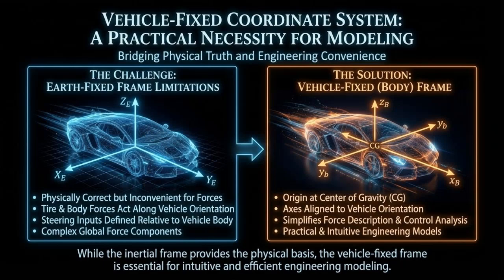The Earth-fixed frame is physically correct, but it is not always easy to use for vehicle modeling. Forces from the tires, steering, and vehicle body act in directions related to the vehicle, not the road. Because of this, describing these forces in the global frame can be complicated. To simplify the analysis, a vehicle fixed or body coordinate system is used. This frame moves with the vehicle and has its origin at the center of gravity. Its axes are aligned with the vehicle's forward and sideways directions. Using the vehicle fixed frame makes force calculations, control design, and vehicle modeling easier and more intuitive.